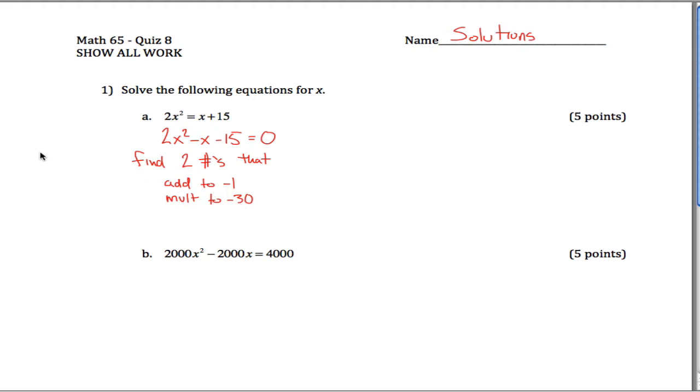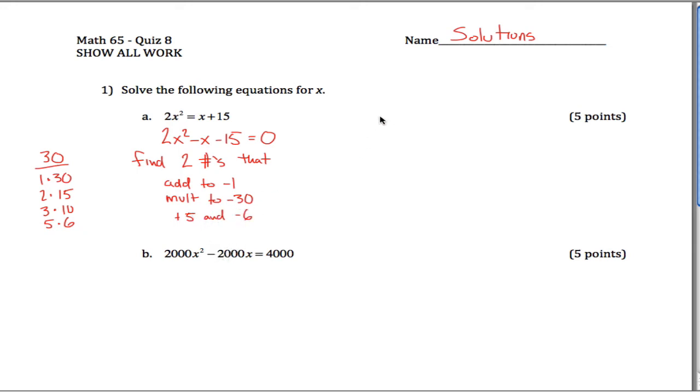You can make a little list of everything that multiplies to 30 if you want, or you might be able to just see what the answer is right off the bat. Either way is fine. But if you make a list, eventually you'll get to 5 and 6, and you'll say, all right, if I want to multiply to negative 30, one of these has to be negative. If I want to add to negative 1, it should be negative 6 and positive 5.